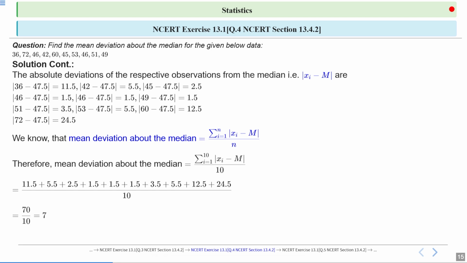Adding up all those deviations gives us 70. So mean deviation about the median is 70 divided by 10, which equals 7. Therefore, mean deviation about the median is 7. So I hope this question is clear to all of you. So now let's move to the next question.